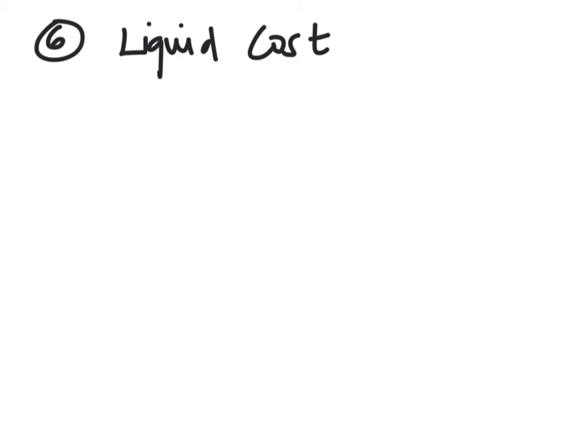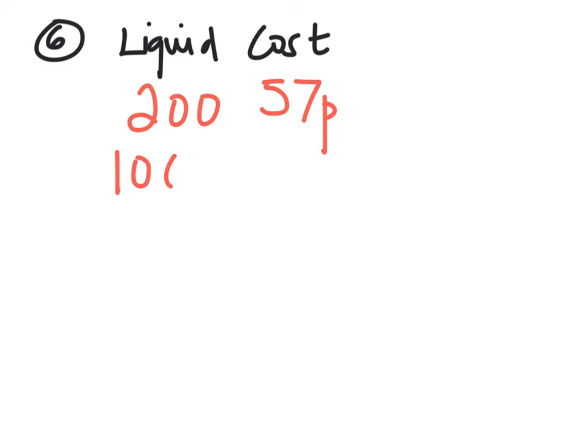Question 6, 200 millilitres of liquid costs 57p. We need to work out how much 10 litres are. Now 10 litres is 10,000 millilitres. We're trying to find the cost. Okay? If the amount goes up, then you would expect the price to go up. So it's a direct proportion.